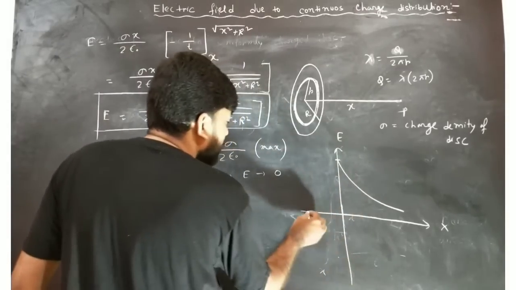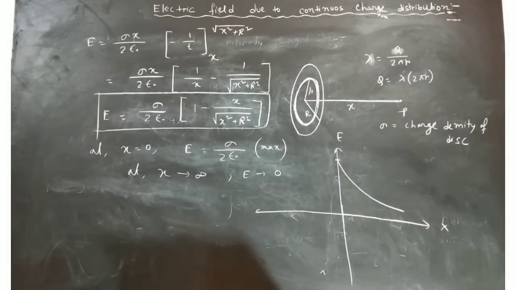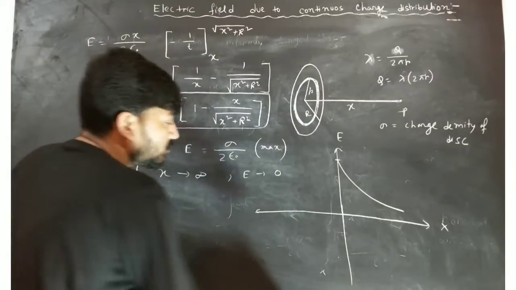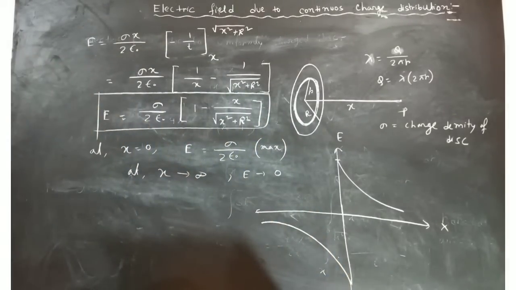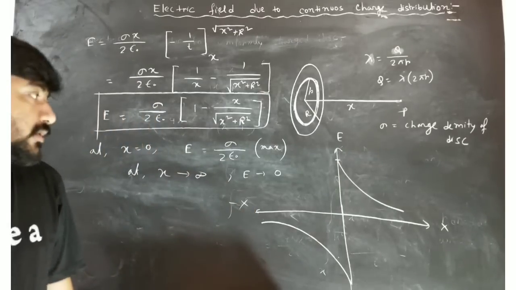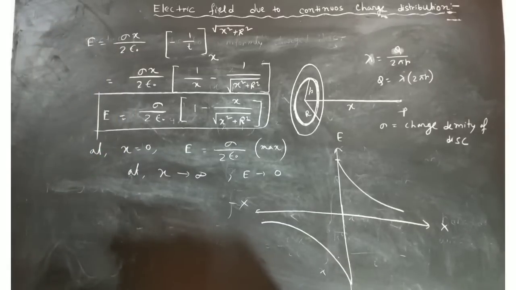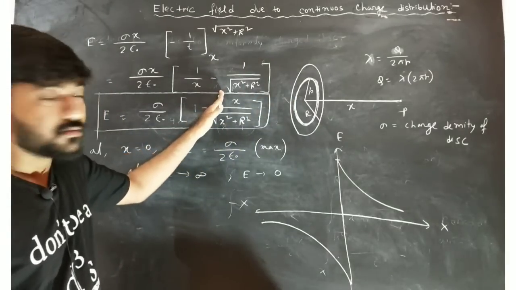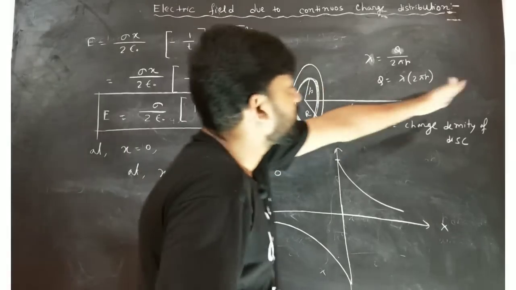And if you want, you can draw the graph for the negative x axis also. If you draw the graph on this side, then your electric field will be along this side. So you will get the maximum here, and the graph will be like this. Why I am saying that it will be minus is because when you talk about the field on this side, the direction will be along this side.